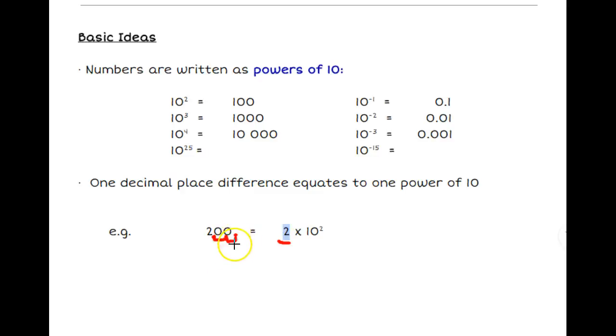And then I look at how many decimal places I needed to move. In order to get that 2, I needed to move it 2 spaces. That tells me what the exponent is on my power of 10.